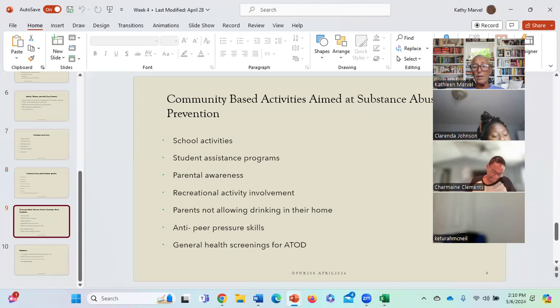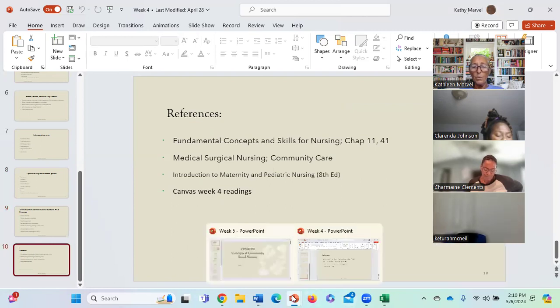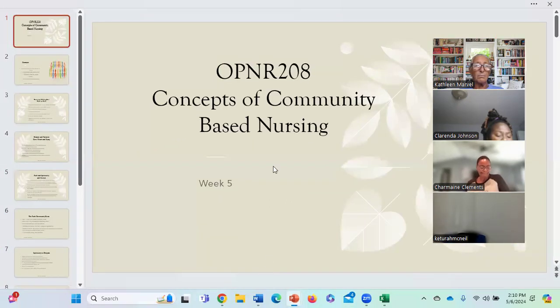And then general health screenings for alcohol, tobacco, and other drugs. Early on when I talked about secondary screening in the schools, we did a lot of general health screening for alcohol, tobacco, and other drugs, behavioral health issues. Who's at risk for alcohol use? Who's at risk for drug use? Who's at risk for suicide? Who's at risk for bullying, harassing? Questions about any of those topics?